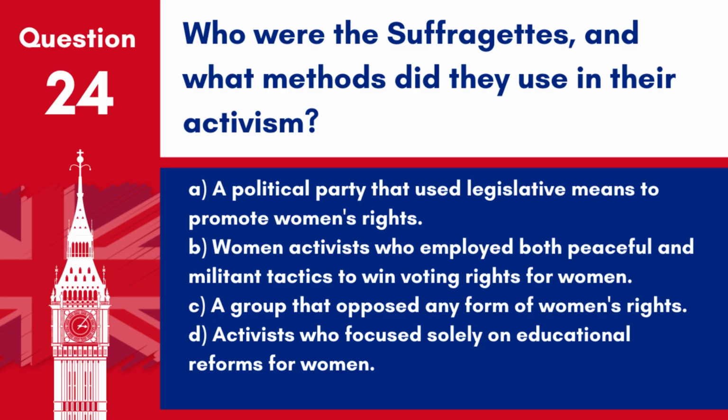Answer. B. Women activists who employed both peaceful and militant tactics to win voting rights for women. The suffragettes are famous for their vigorous campaign to secure women's suffrage in the UK, using a range of tactics from peaceful protests to more direct actions.